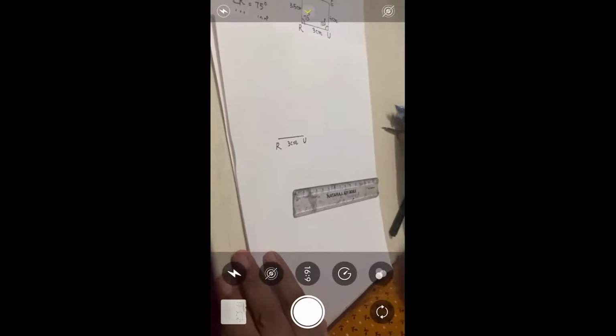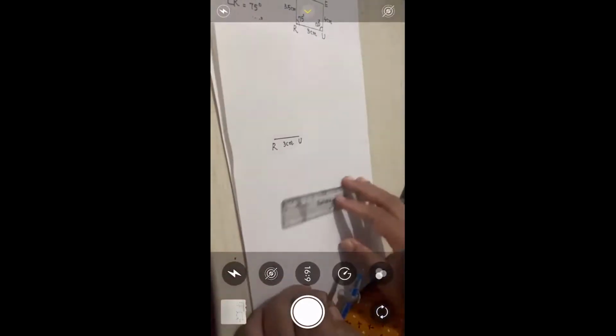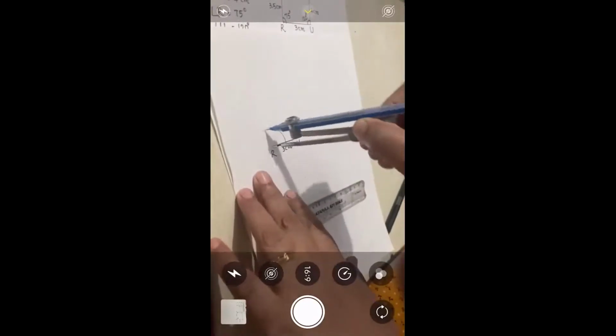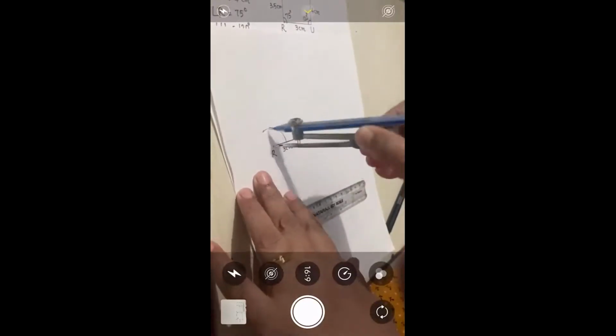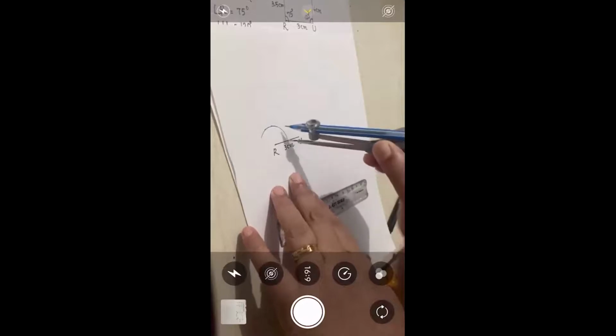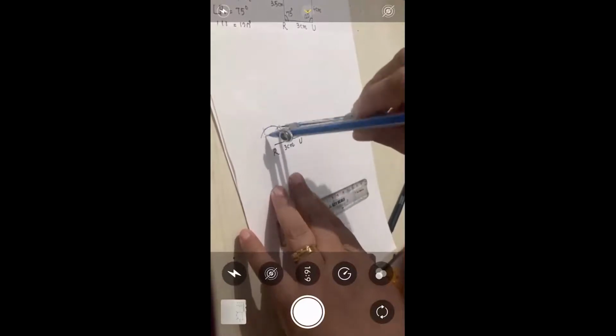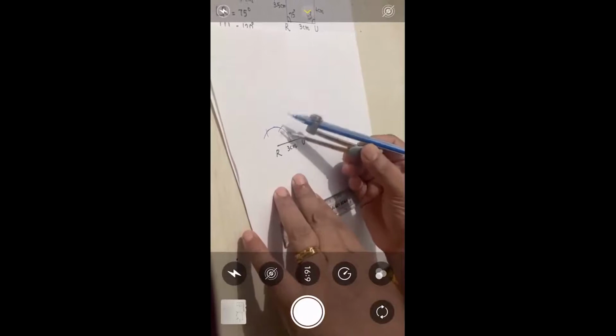75 degree is a multiple of 15, so we can construct it with the help of a compass. So taking the compass at any convenient radius, draw an arc. Keeping the same radius, with this point as center, draw an arc for 60 degree. Then again, with this point as center, draw one more arc for 120 degree. Now join this point to R for 60 degree, and this point to R for 120 degree.